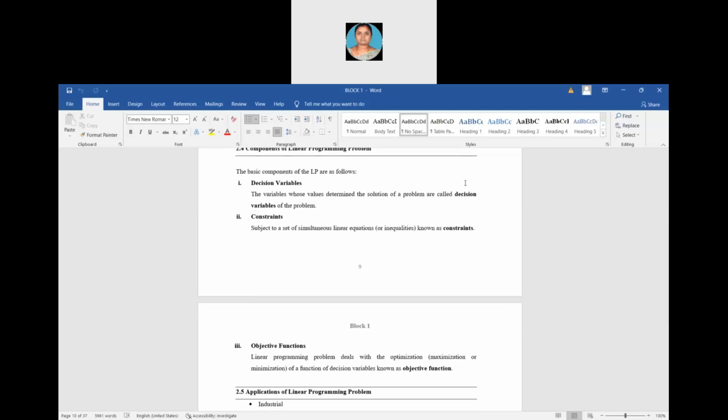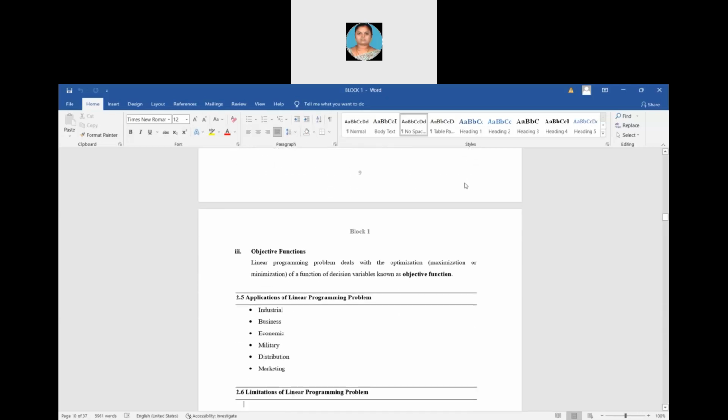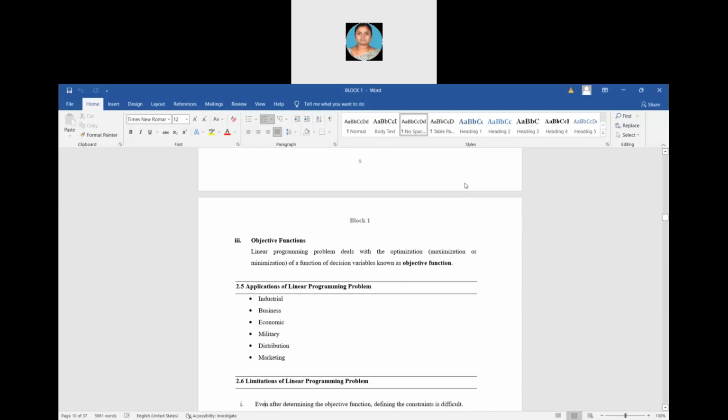Next is the objective function. The linear programming problem deals with optimization, that is, either you can maximize or minimize. Already we know that maximization means you have to maximize the profit, and minimization means minimize the time or inventory cost. That is nothing but optimization. So either you can use maximization or you can use minimization.